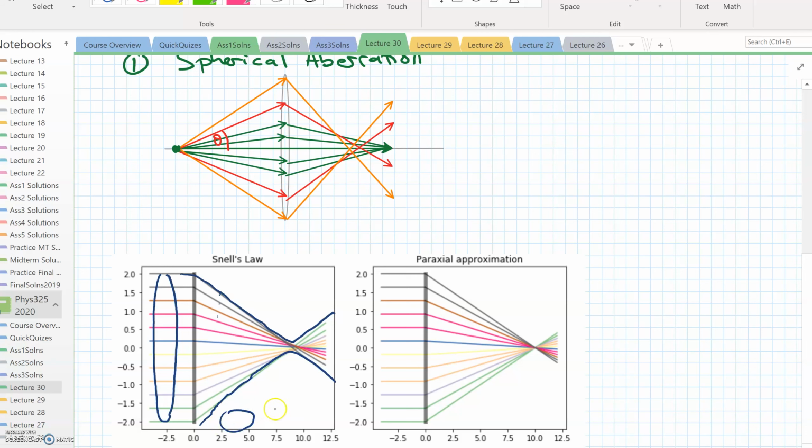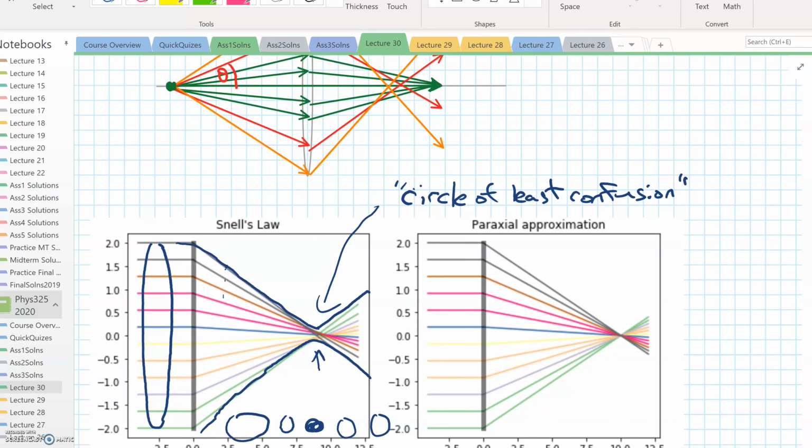So it would be a certain size there, a smaller size there, and here it would be a very, very small but non-zero point, and then it would increase. This point, this minimum image size here, has the nice name circle of least confusion. Whereas for our paraxial approximation, it goes to an infinitesimally small point.